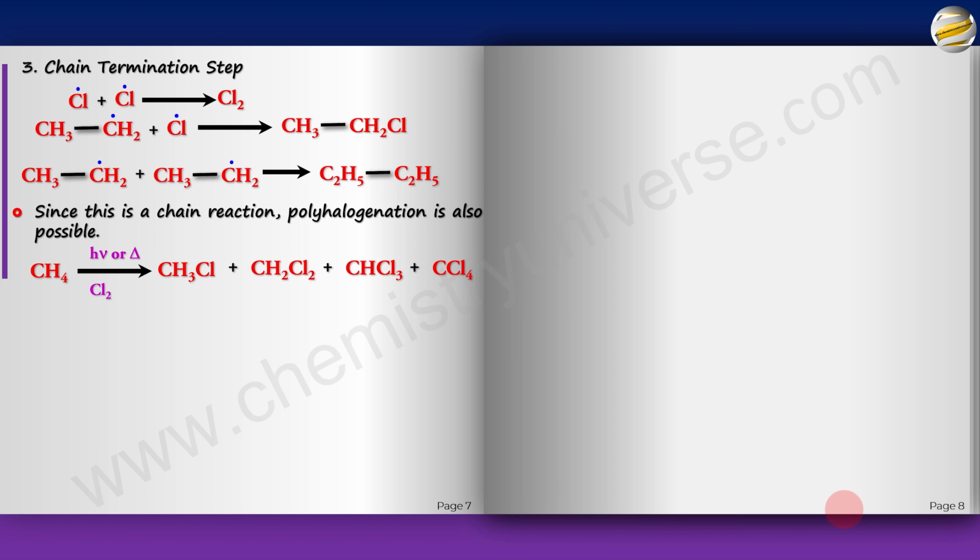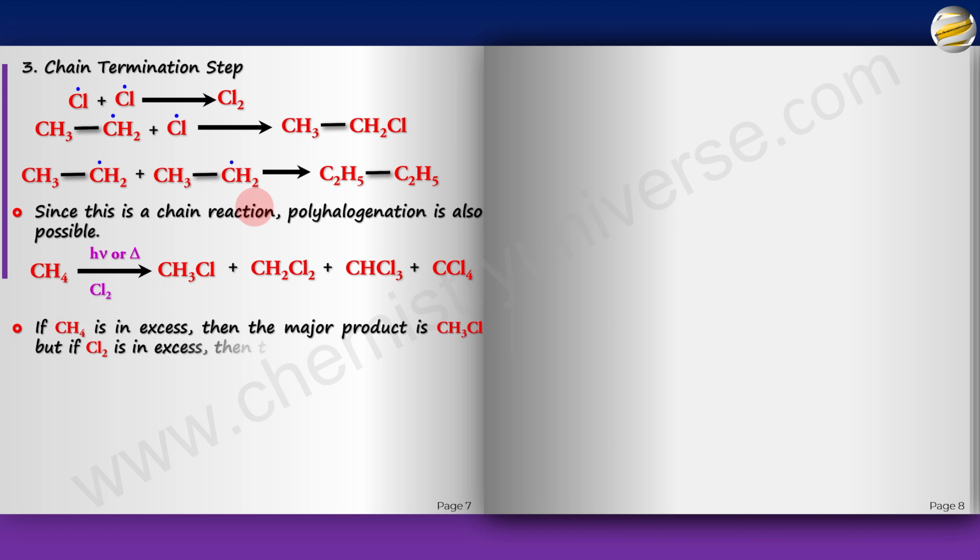But remember, you can get this in excess if you were to use this in excess. So that the chances of chlorine meeting a methyl chloride rather than a methane is far less if methane is very high. Similarly, you can get this in excess. All you have to do is keep chlorine in excess. So that every time chlorine reacts with this and forms a monochloride, the rest of the chlorines have a higher tendency to meet this one. And therefore, you will get CCl4 in excess. So if CH4 is in excess, then the major product is CH3Cl. If Cl2 is in excess, the major product is CCl4.